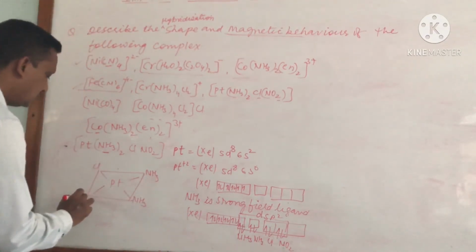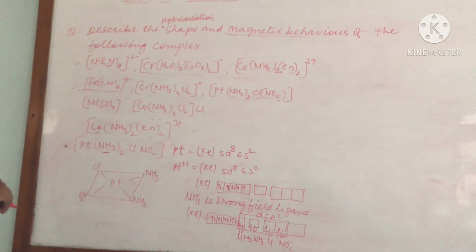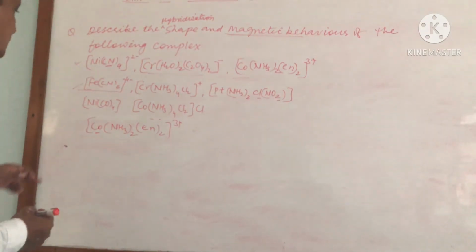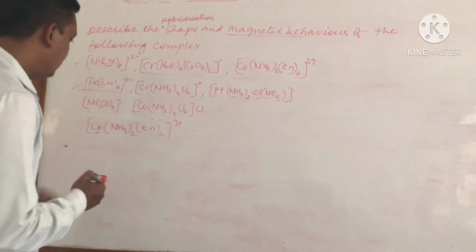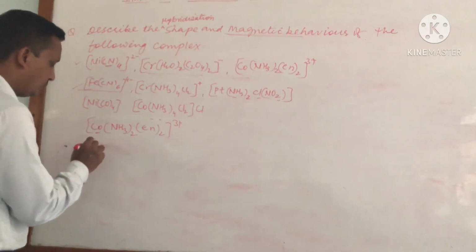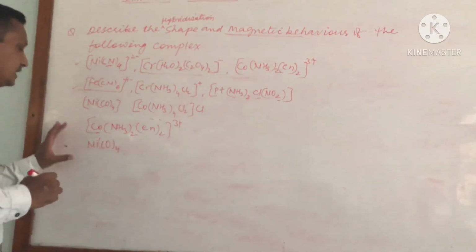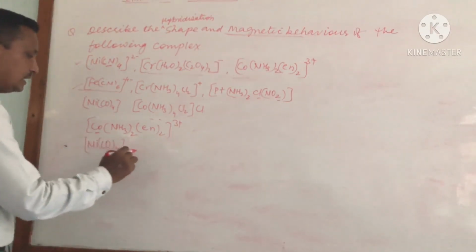then Cl, then NO2. Okay, the next molecule we are taking is Ni(CO)4, a very important molecule, Ni(CO)4. In this complex we know that Ni would be the central metal atom.